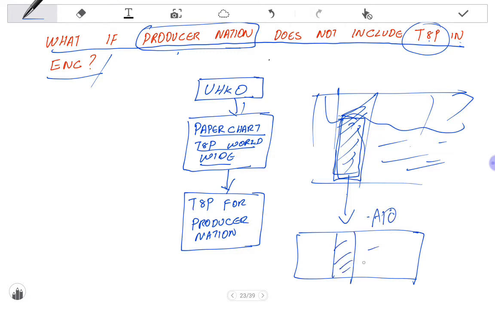So the rest of the areas already have TNP included in the ENC. In the AIO layer, only for the areas where the producer nation doesn't include TNP does the AIO put the information for the ENC. By doing that, the AIO layer doesn't have lots of cluttered information. Okay, that is the idea.